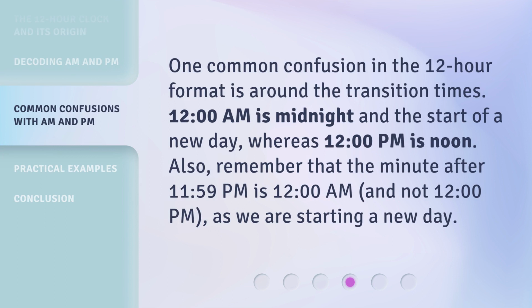One common confusion in the 12-hour format is around the transition times. 12 a.m. is midnight and the start of a new day, whereas 12 p.m. is noon. Also, remember that the minute after 11:59 p.m. is 12 a.m., and not 12 p.m., as we are starting a new day.